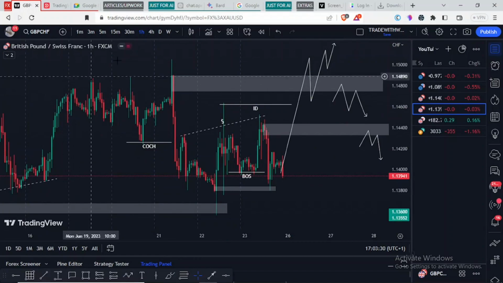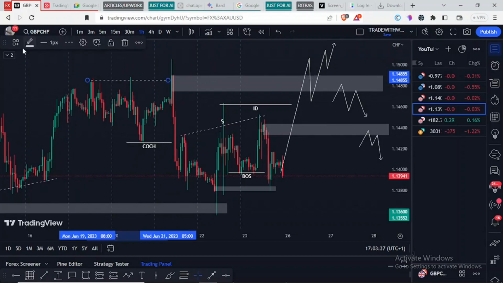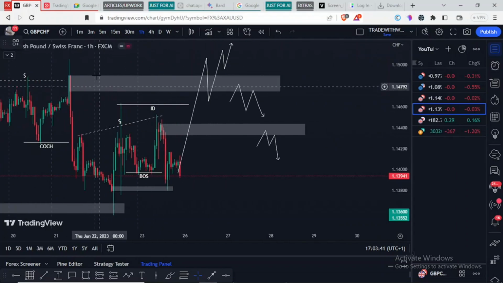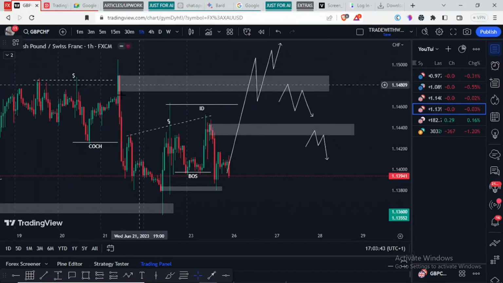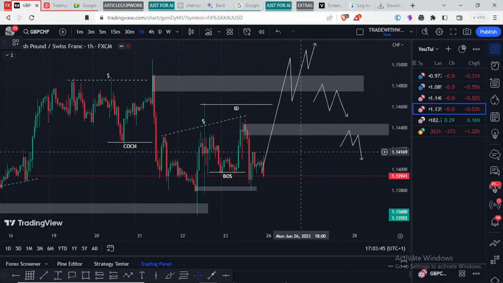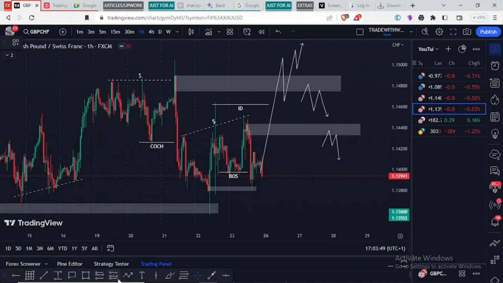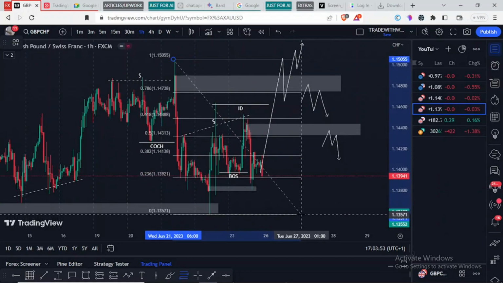Now this is also a liquidity grab here. There's also a liquidity grab there. Liquidity above, there's liquidity there. So making this zone a more valid supply zone. Using Fibonacci, we might not see anything here because it's a very small range.